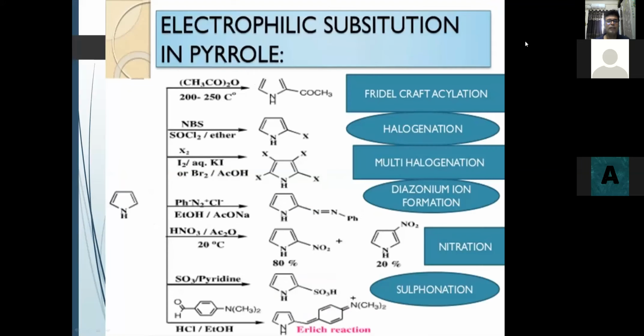Okay, so these are some of the reactions which we have studied for pyrrole. Sulfonation, nitration and diazotization are preferred at the second position only. Chlorination and iodination take place at all the positions because all the positions are electron rich. That's why it undergoes reaction at all the positions.